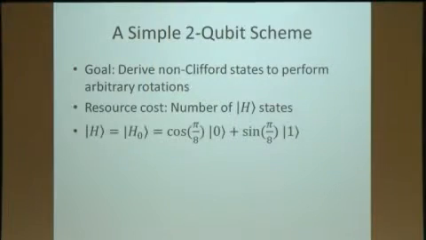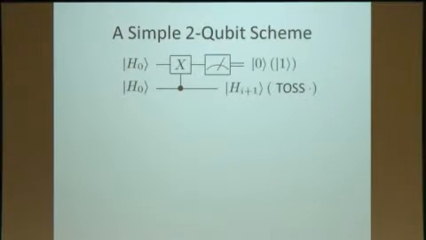So I just reviewed all this. And just for notation, I'm going to call this H state that has pi over 8 as the angles H0. So if we look at this circuit, this is very similar to what we just saw.